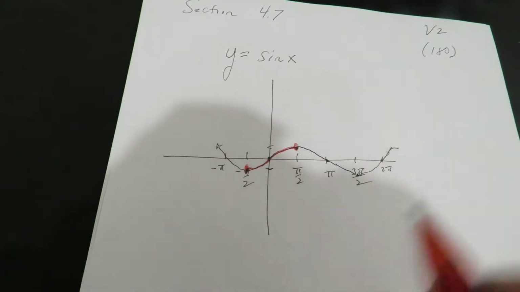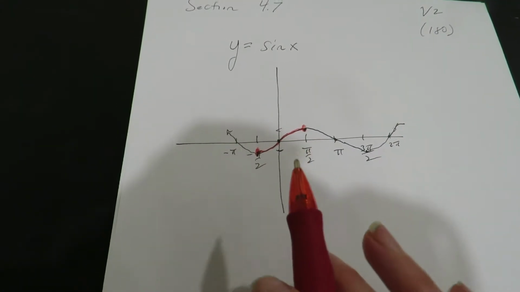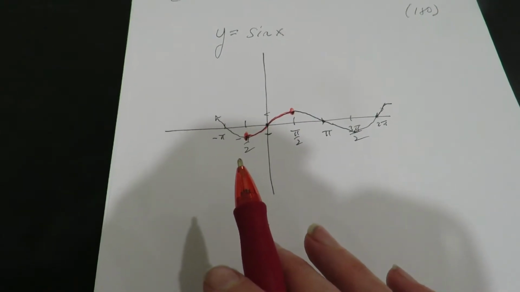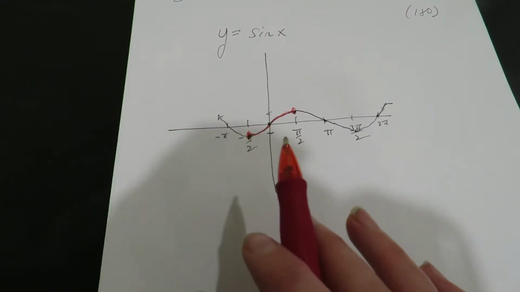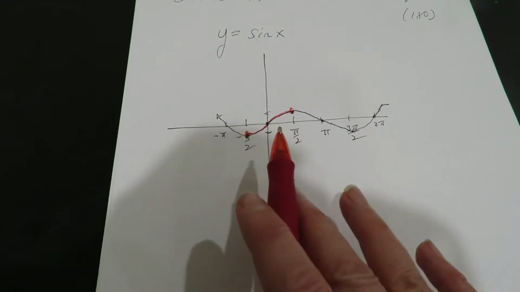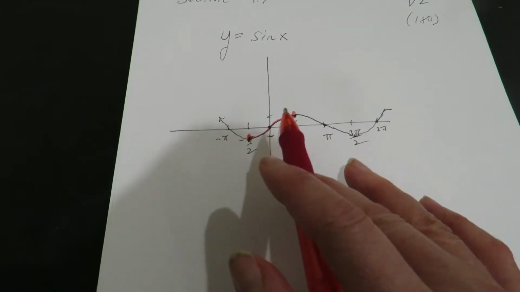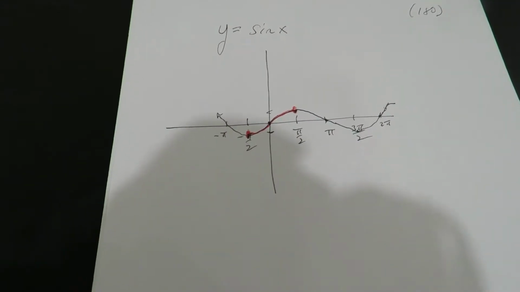So take a moment to notice that red segment does indeed pass the vertical and the horizontal line test. This red segment, if I took everything else away, is indeed 1-to-1.